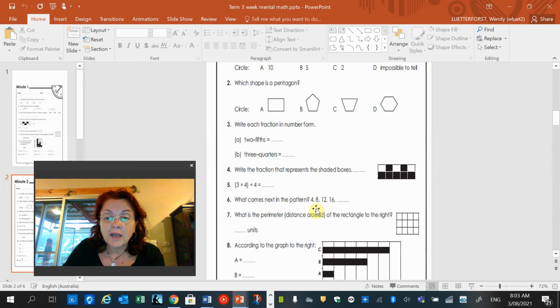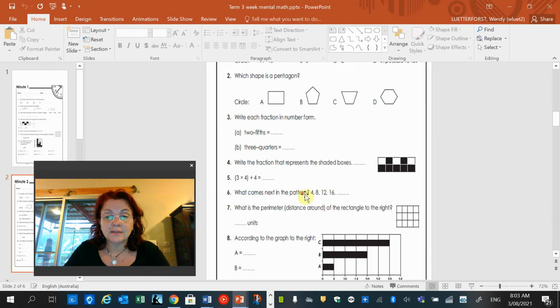What comes next in the pattern? 4, 8, 12, 16. Remember, you have to take away to find out what the rule is, and then you add it back on to find the next number. 8 take away 4, so they've added 4. 12 take away 8, they've added 4, so you add 4 to 16.